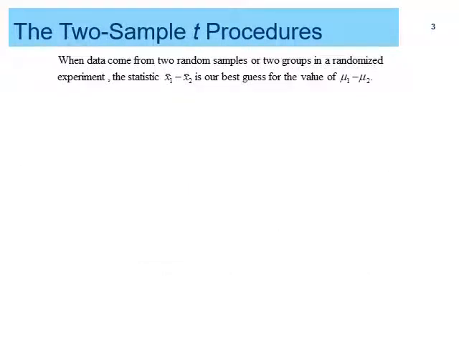So now we will learn about the two sample t procedures. When data come from two random samples or two groups in a randomized experiment, the statistic x1 bar minus x2 bar is our best guess for the value of mu1 minus mu2. So now the question arises: why are we subtracting? For two sample t procedures, it is because we are comparing two means.